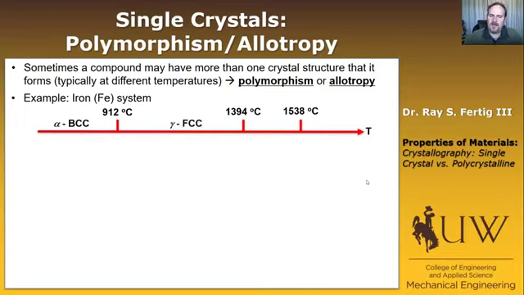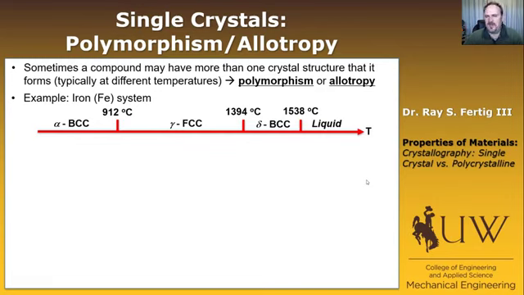At between 912 and 1394 degrees C, it forms the gamma phase, which is a face-centered cubic phase. And then above 1394, it goes back to body-centered cubic, okay? And then above 1538, we get to a liquid, right? And I'm not going into why these are important yet. I'm just telling you that they exist, okay?